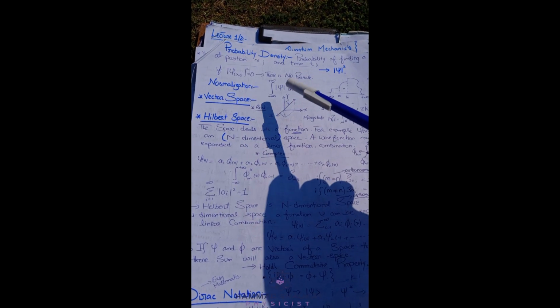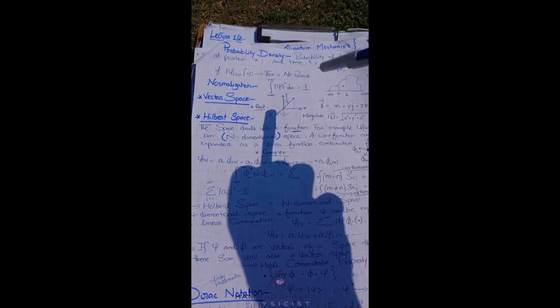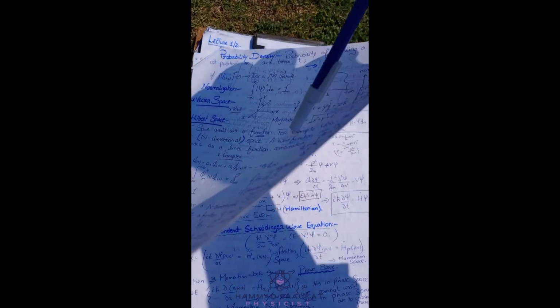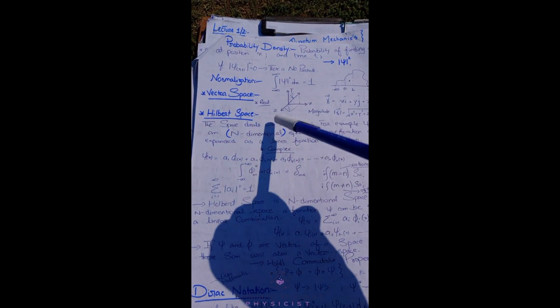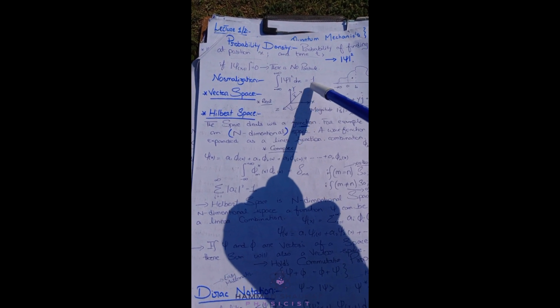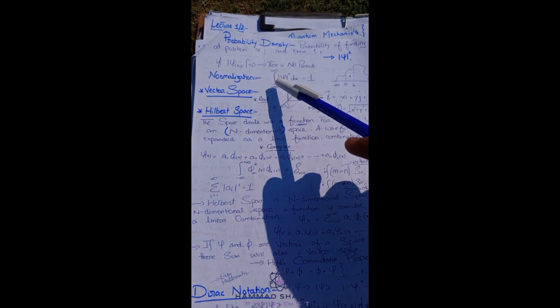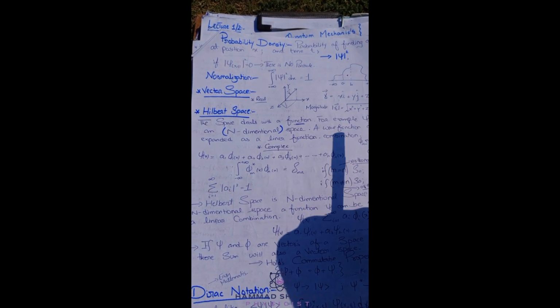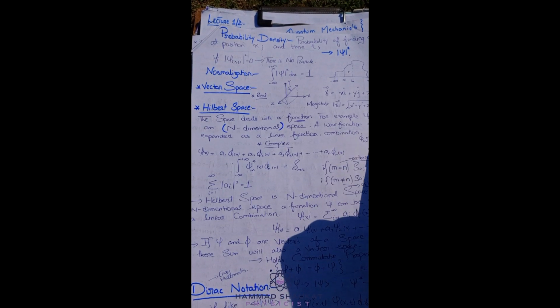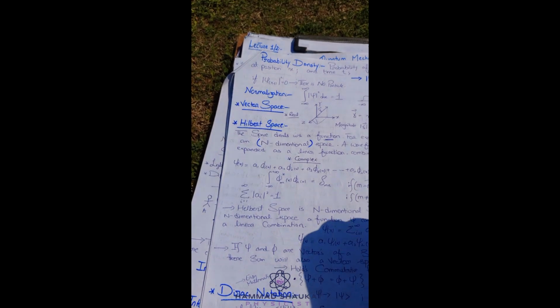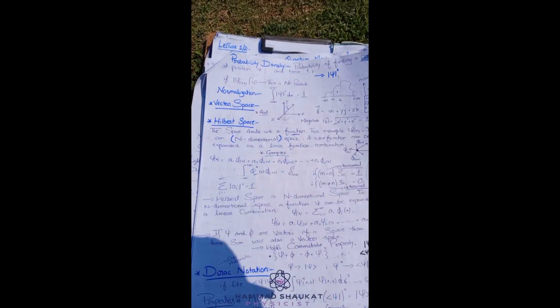Understood? So also the normalization: if you take the mod square of your wave function and integrate it from minus infinity to plus infinity over the whole interval, you will get your wave function normalized, equal to 1. This is the condition of normalization. If you want to normalize your wave function, you have to take the probability, integrate from minus infinity to plus infinity, and it becomes equal to 1. Then you can easily normalize your wave function. Understood? So these are some of our topics.